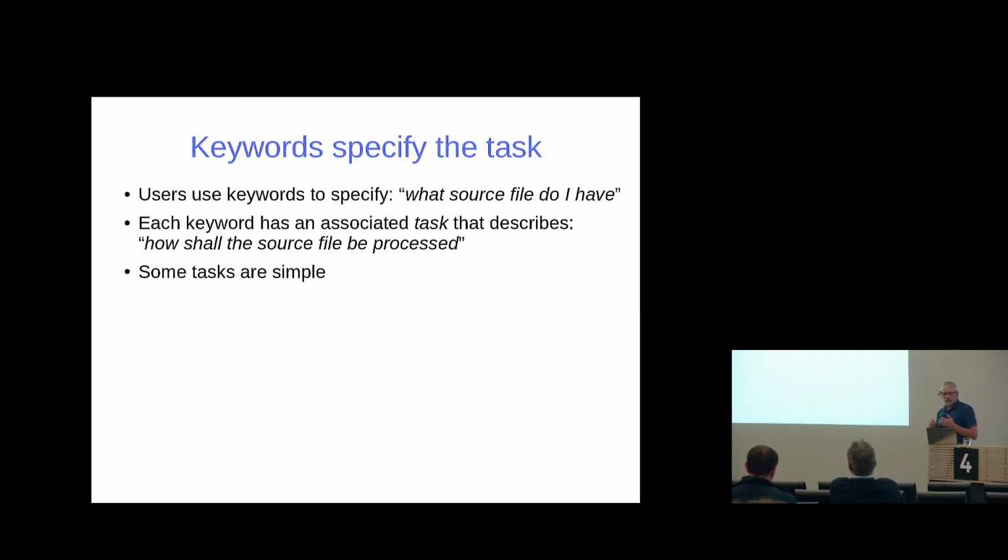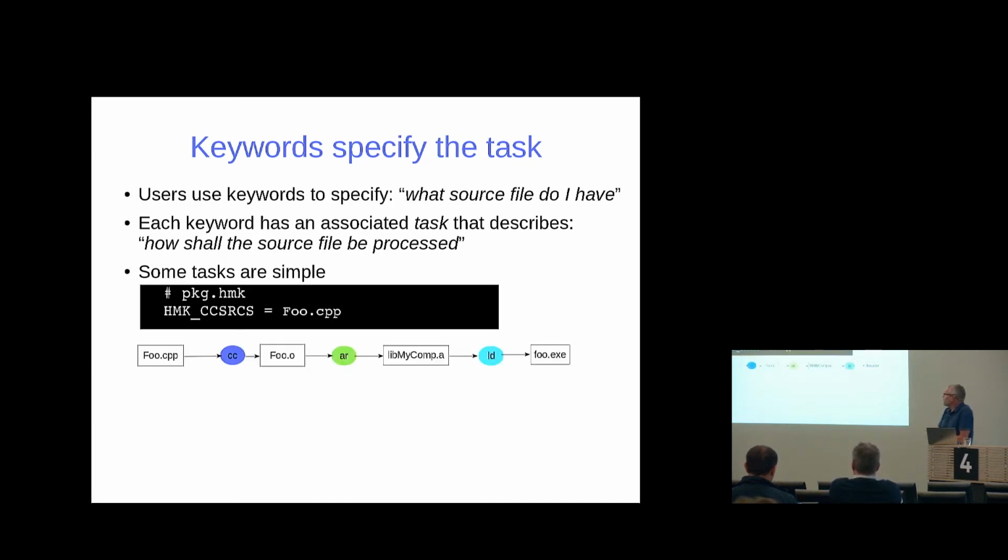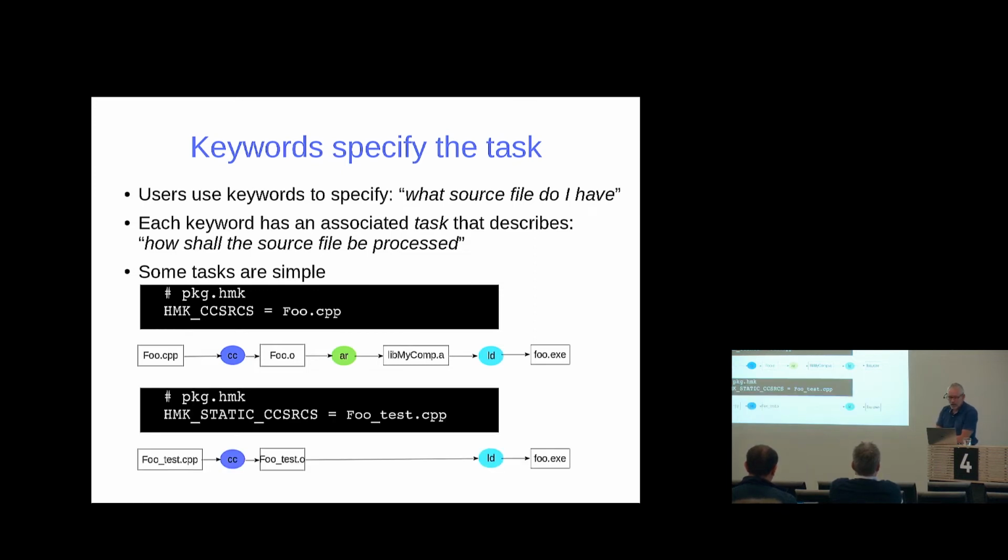Okay, we have these keywords. They specify the task. So the users use the keywords to specify what source files they have. And each keyword has an associated task that describes how the source file shall be processed. And there are some simple tasks like this. Just the C++ file. The C++ file will be compiled into an object file, will be put into the library, and finally will be put into the executable. And here's another one. We call it static CC sources. We use it for our test files, for instance, used by gtest, Google Test. One case with them, they should not be put into a library, so they go directly to the linker.